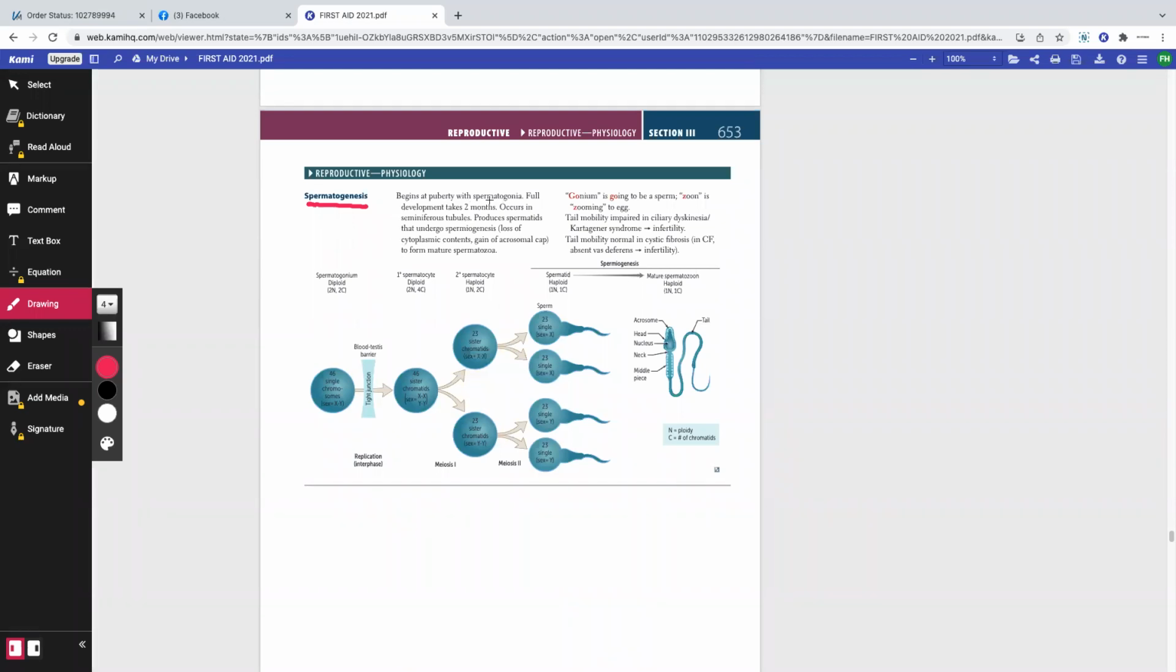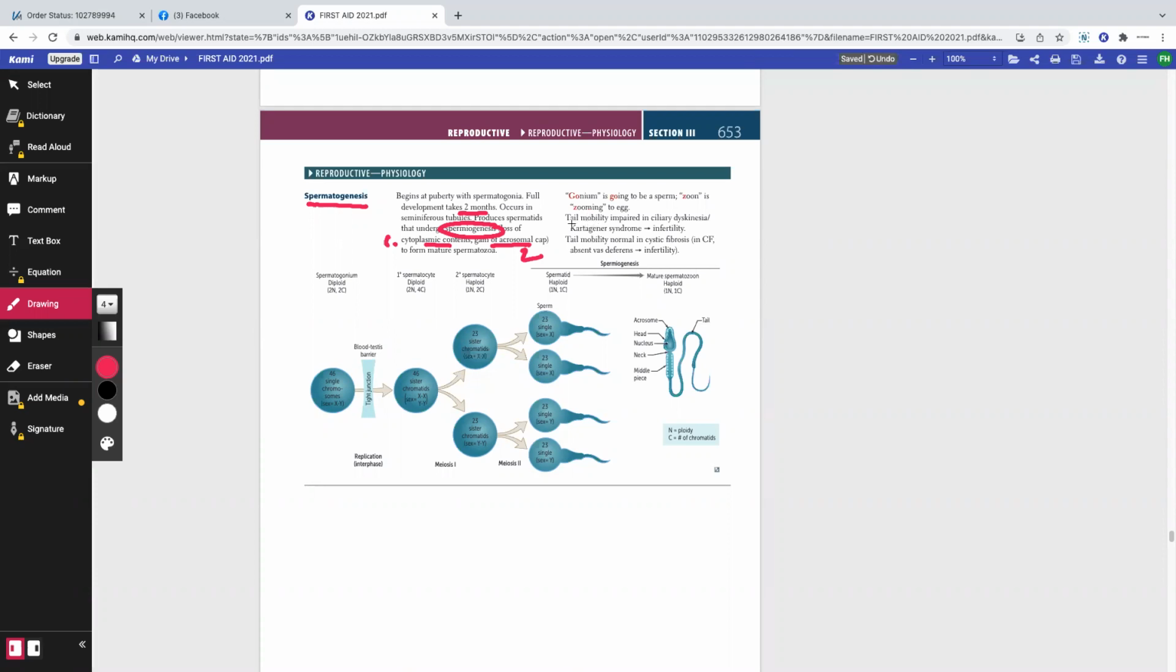This begins with puberty at spermatogonia, then full development takes 2 months. It occurs in the seminiferous tubules. It produces spermatids, which then undergo spermiogenesis, which is the loss of the cytoplasmic contents, gain of the cap, and formation of the mature spermatozoa. The steps of spermiogenesis are loss of the cytoplasmic content and gain of the cap, meaning they form a cap and lose their cytoplasmic content to form a mature spermatozoa. This is very important.